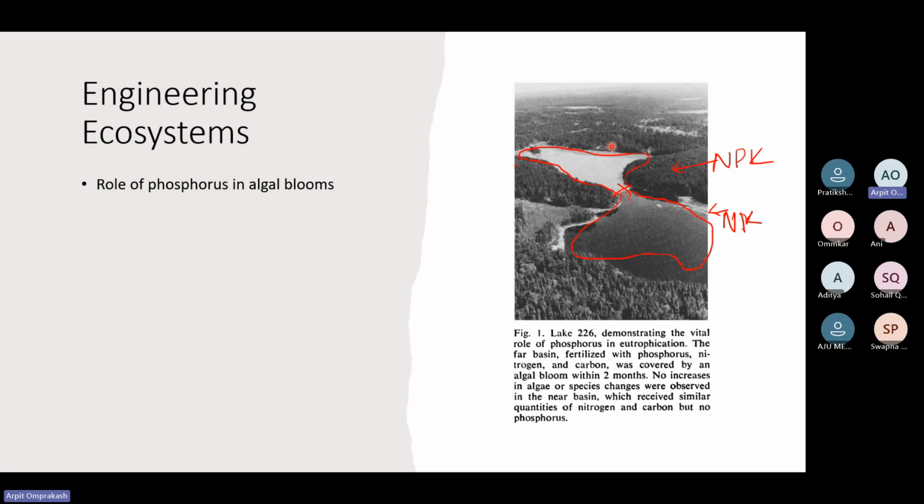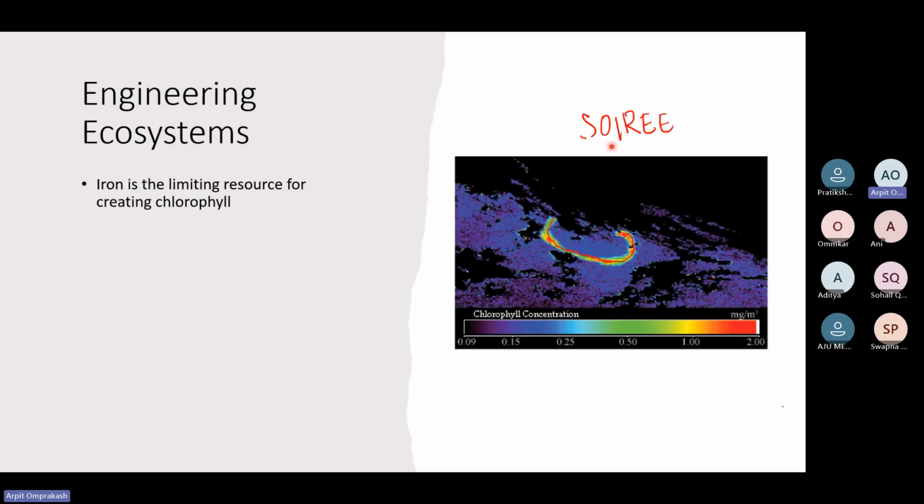Once we know all these things, we can control algal blooms or remove algal blooms wherever it's needed. And we can also increase the amount of them. So now we know that iron is the limiting resource for creating chlorophyll. So what we can do is use iron and throw it around in marine places so that more and more oxygen is produced, not a global warming and things like that.